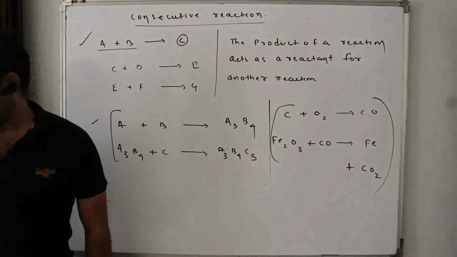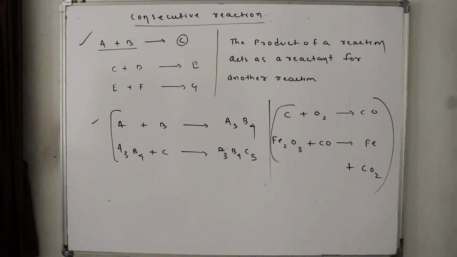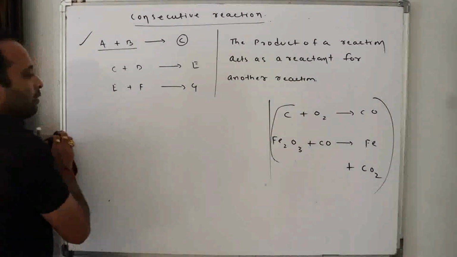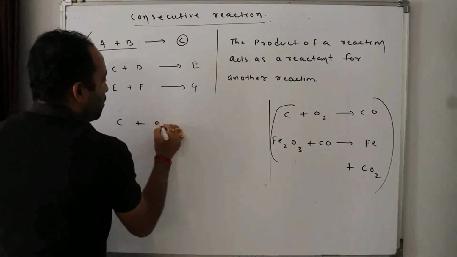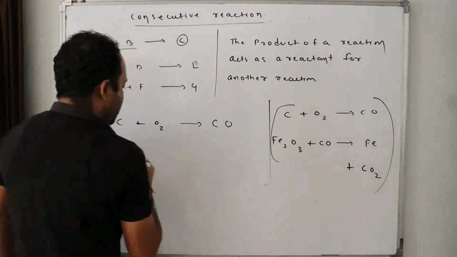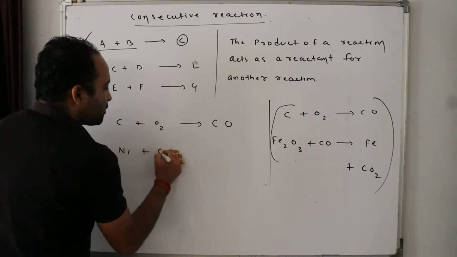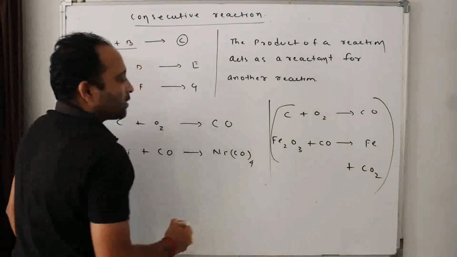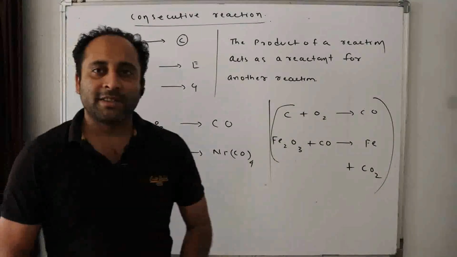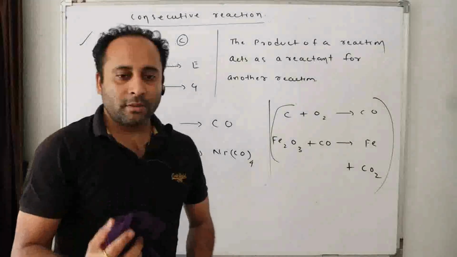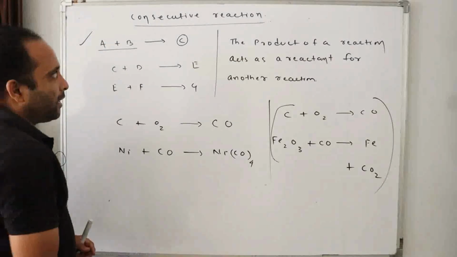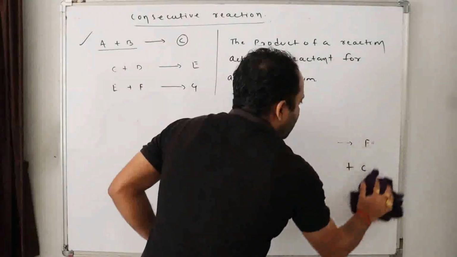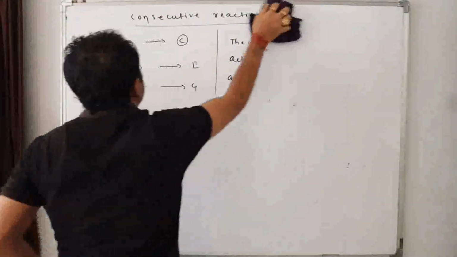Easy? One more example. What is that? For example, carbon plus oxygen gives rise to carbon monoxide. When nickel reacts with carbon monoxide, it forms nickel tetracarbonyl. This is an example of consecutive reactions. Okay, let us do a numerical based on these consecutive reactions, so we will have more clarity.